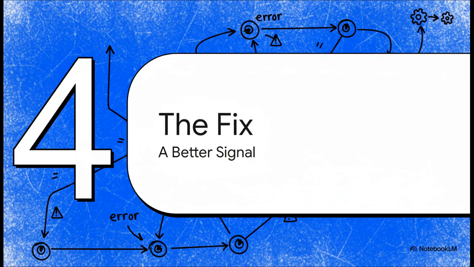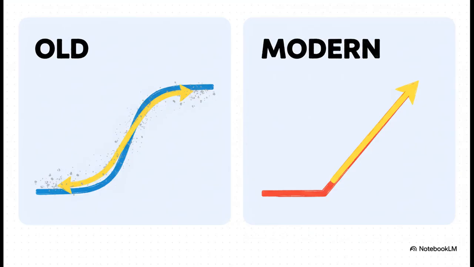But the solution wasn't some crazy new math. It was actually better, simpler engineering. Researchers realized they didn't have to fix the algorithm, they just had to fix the signal itself. And just look at the difference here. It's night and day. On the left, you've got those old S-shaped functions with their flat ends that just killed the gradient. And on the right, you have the modern solution, ReLU. It's so simple it's almost funny.